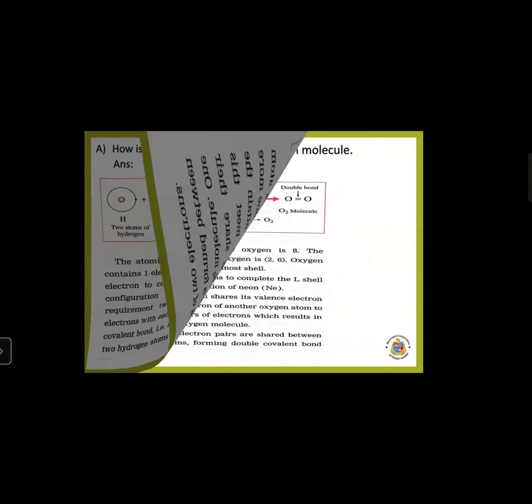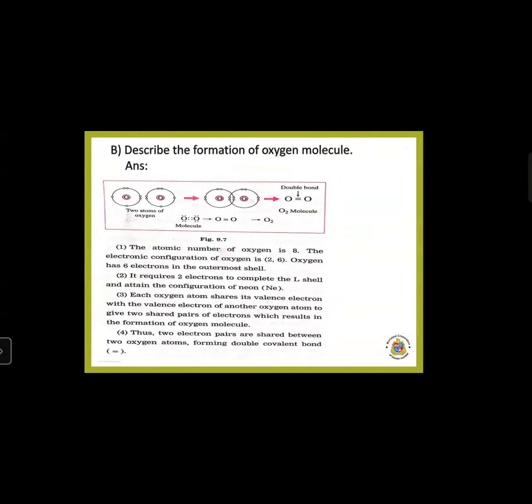Now the next example: describe the formation of the oxygen molecule. The atomic number of oxygen is 8. It has the electronic configuration 2, 6, which means it has 6 electrons in its outermost shell. To complete its octet, it requires 2 more electrons. The outermost shell consists of 6 electrons and it requires 2 electrons to complete the L shell and attain the configuration of neon.